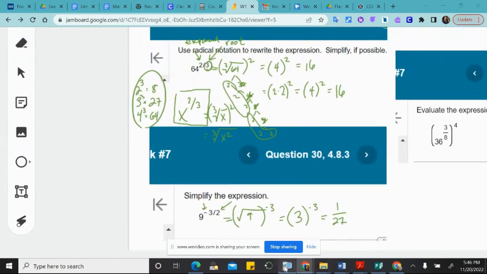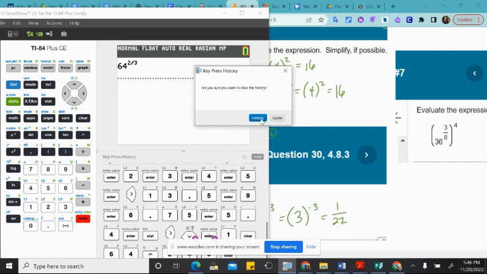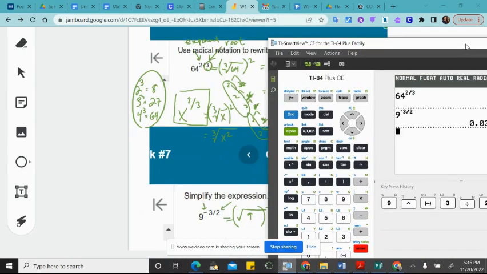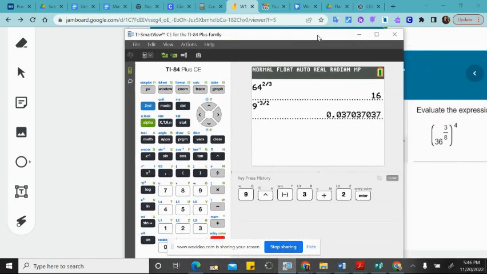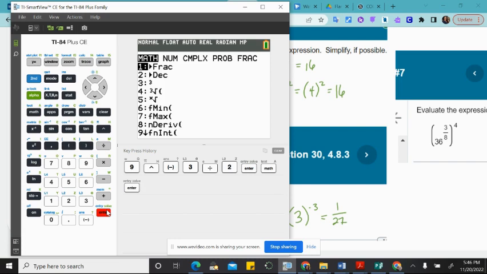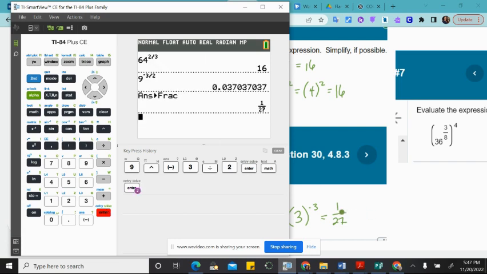And can the calculator do this? Why, yes, it can. Let me show you. 9 to the power of negative 3 divided by 2. Oh, did I type it in wrong? 9 to the power of, oh, look, it didn't do what I wanted, did it? Nope, dang fraction. You know what? Calculators can handle fractions. Hit math, enter, enter, boom, 1 over 27. Again, that trick was math, enter, enter.